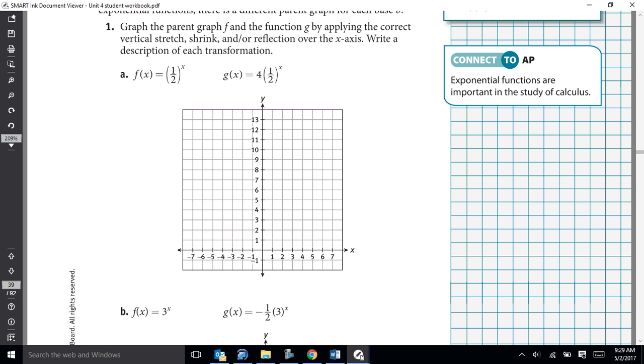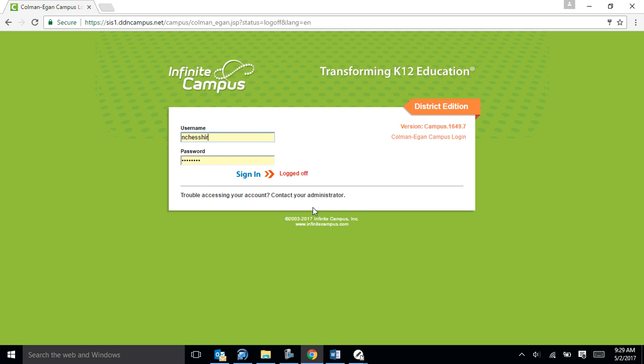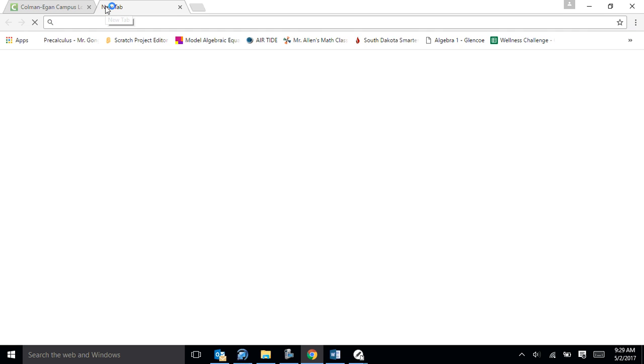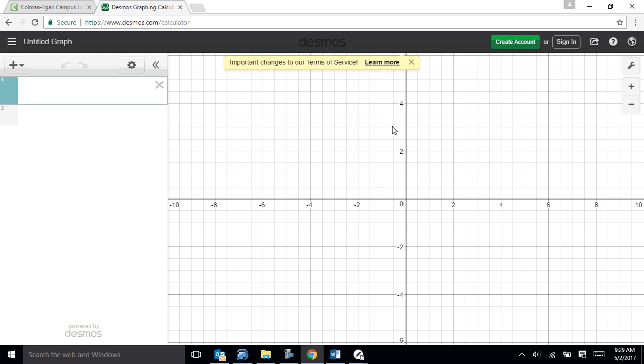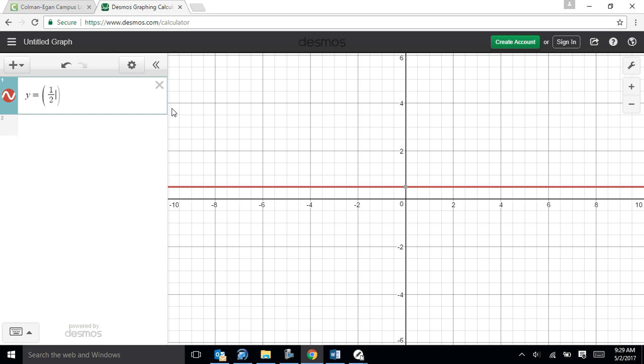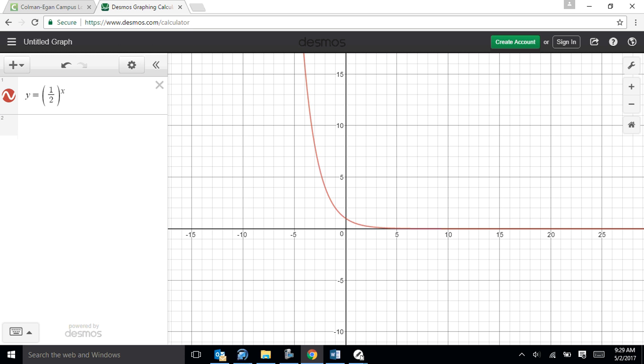All right, so we have the graph f of x equals 1/2 to the x. So looking at that, is that going to be growth or decay? That's going to be decay because it's between 0 and 1. So let's bring up Desmos. So there's our 1/2 to the x.